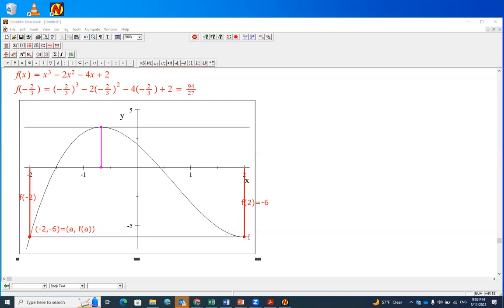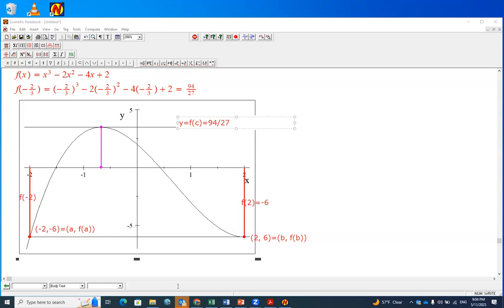Okay, understand these notations. And this piece is 2, 6, which is B, f of B. So connecting the two endpoints, that line, of course, is horizontal, and the tangent line to the curve at C, which is this piece, and that tangent line is which is equals to f of C, which in our case is 94 over 27.